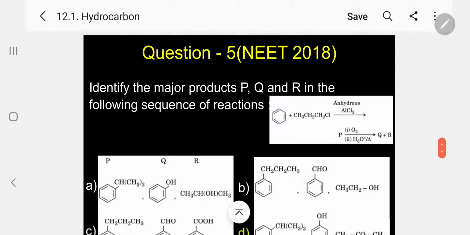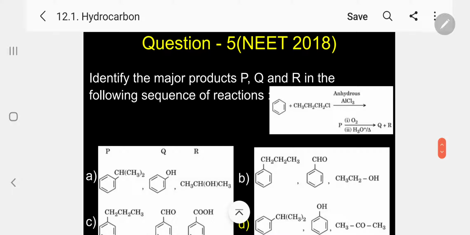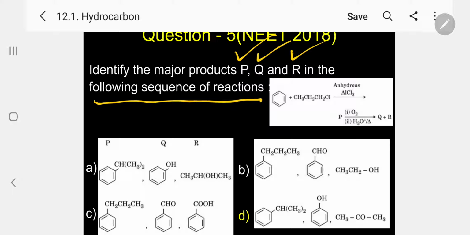Next question, question number 5. Please follow. Identify the major products P, Q, and R in the following sequence of reactions. Here, benzene is allowed to react with propyl chloride, or 1-chloropropane, in the presence of anhydrous aluminum chloride.